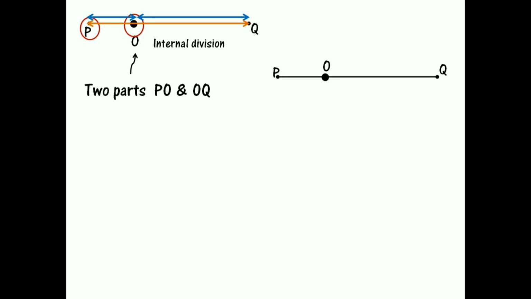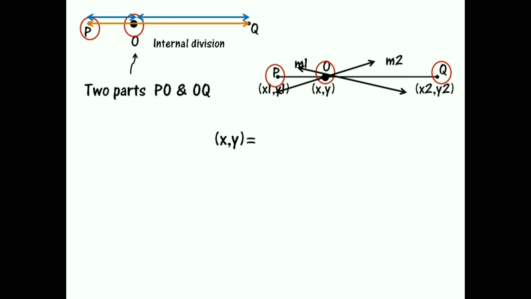Can a point divide a line externally? Yes, it can. We see that in the grade 11 video. Let us assume that the point O divides the segment PQ in the ratio m1:m2. If this segment is drawn on a graph paper, all points will have some coordinates. Let's assume that the point P has coordinates x1, y1 and Q has coordinates x2, y2. Let the coordinates of point O be x, y.